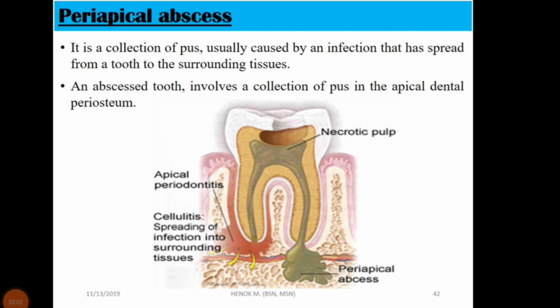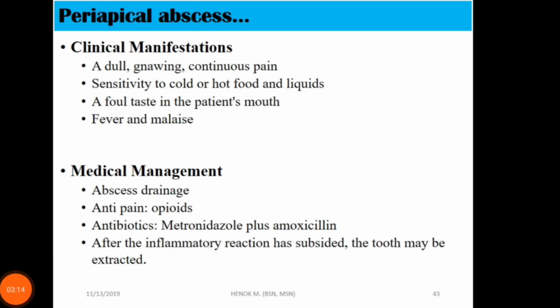Periapical abscess is a collection of pus usually caused by an infection that has spread from a tooth to surrounding tissues. An abscessed tooth involves a collection of pus in the apical periodontium. Next, the clinical manifestations of periapical abscess are a dull, gnawing, continuous pain, sensitivity to hot or cold food and liquid, a foul taste in the patient's mouth, fever, and malaise.